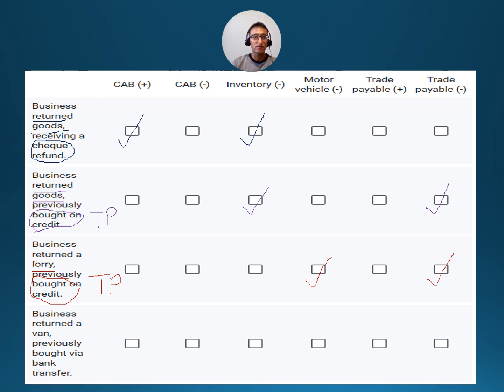Okay, last adjustment on this page. Business returns a van. A van is motor vehicle, so motor vehicle decreases. Previously bought via bank transfer. So when the business previously bought by bank transfer, they would have paid from the bank account and the cash at bank would have decreased previously. However, when they are returning this van at this juncture, the business would receive a refund, right? So this refund would go to the business bank account and their bank account balance will increase.